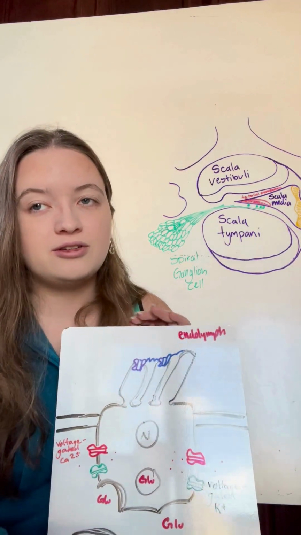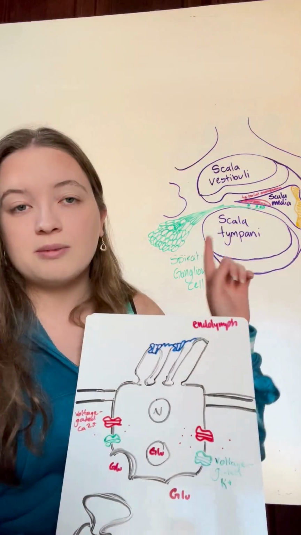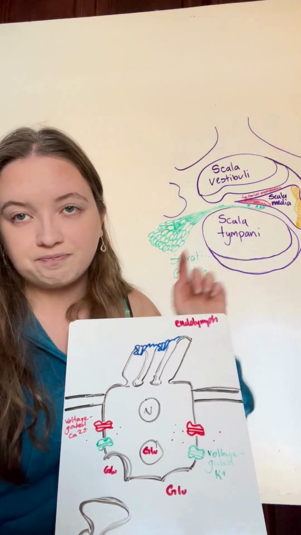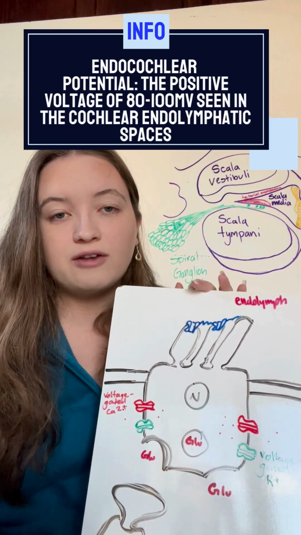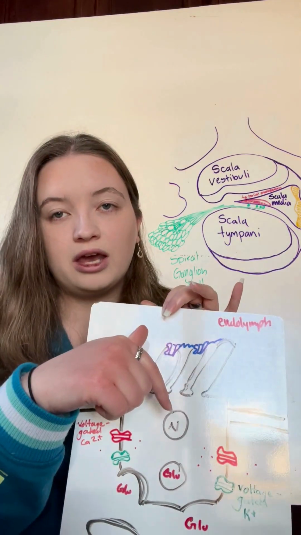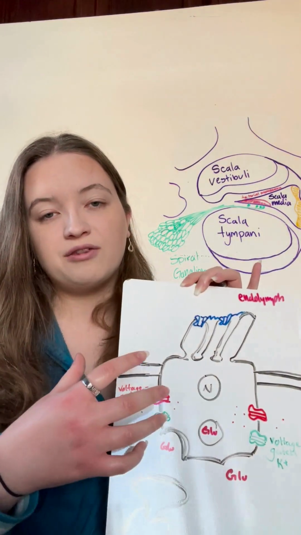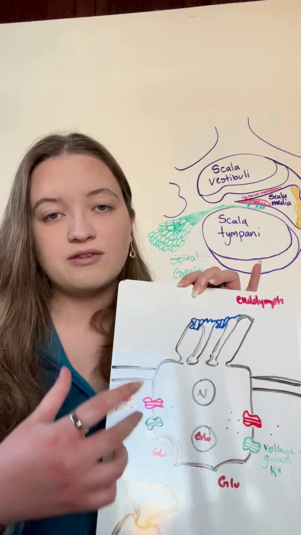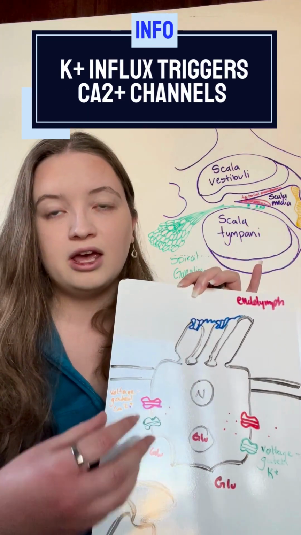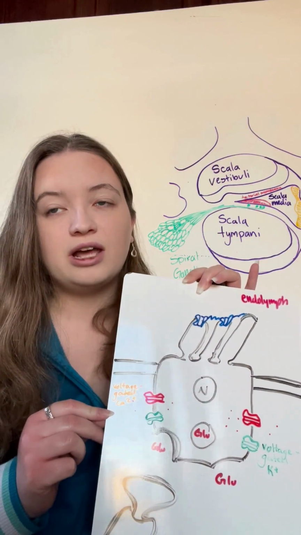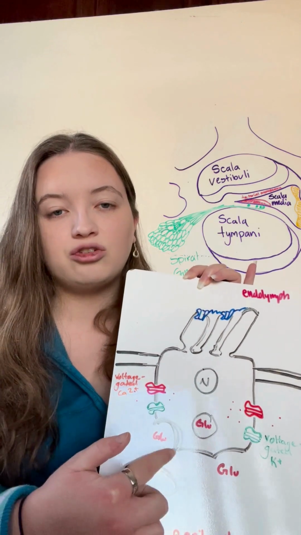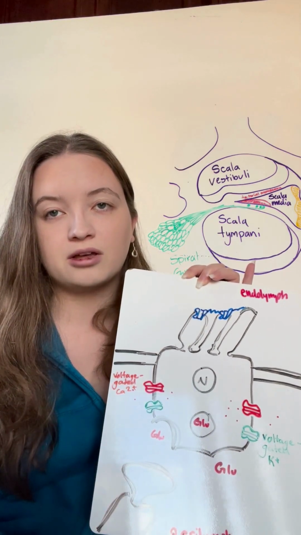Remember that these cells are extended between areas with opposite potassium concentrations. There is an endocochlear potential where a large electrical gradient drives potassium into the hair cell. In the soma, when you have this large amount of potassium driving this large electrical gradient, this opens voltage-gated calcium channels, which lets calcium in and helps glutamate to be released into the synaptic cleft.